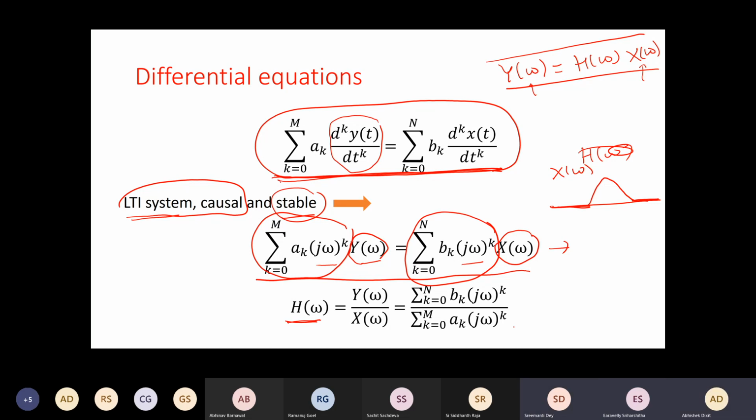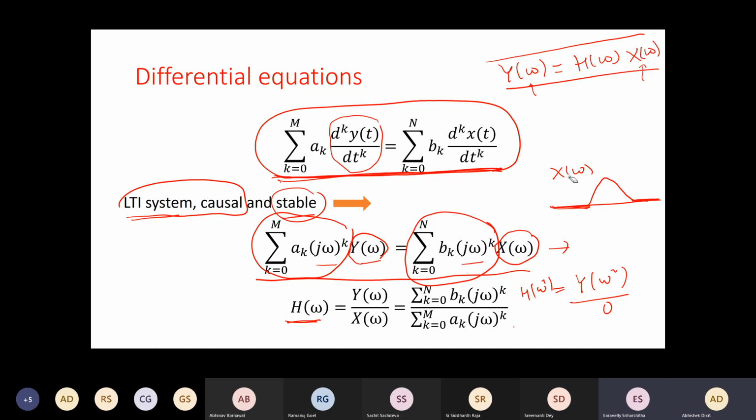No, others may not be 0. Because X of omega is 0, this is Y of omega by, let's say, for omega tilde, H of omega tilde. If X of omega tilde is 0, you will get Y of omega tilde by 0, which is undefined. Then we need to have some value for all values of omega, right? Yes, so you need to have X of omega which is non-zero for all values of omega.